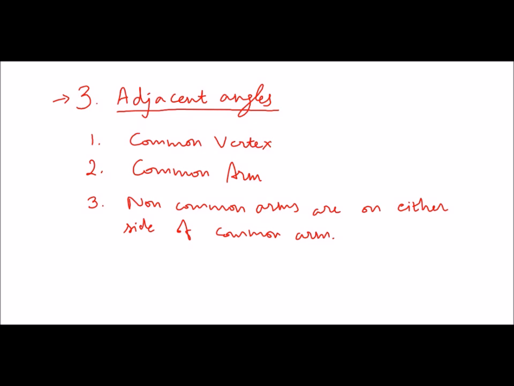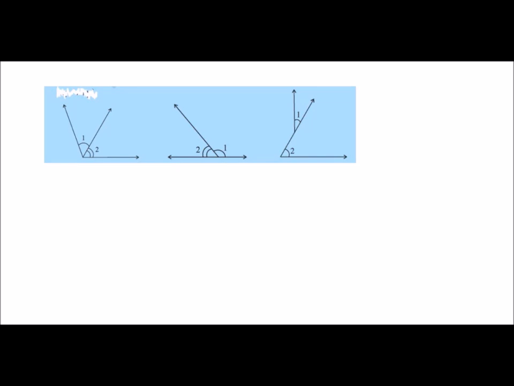Next, we move towards another pair of angles, adjacent angles. Now, for two angles to be called adjacent angles, there are three conditions which these two angles must satisfy. The very first condition is the two angles must have a common vertex. Secondly, there must be a common arm between the two angles. And the third condition is the non-common arms are on either side of the common arm. Let us understand adjacent angles through examples given here.